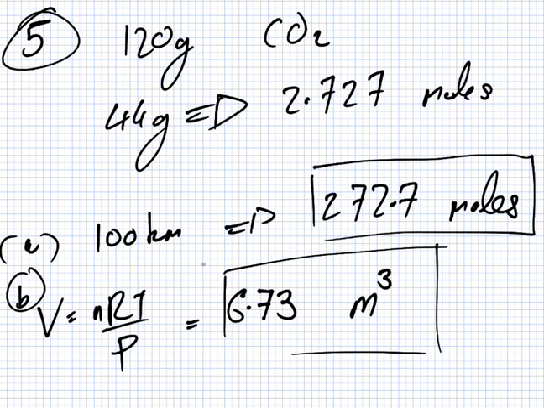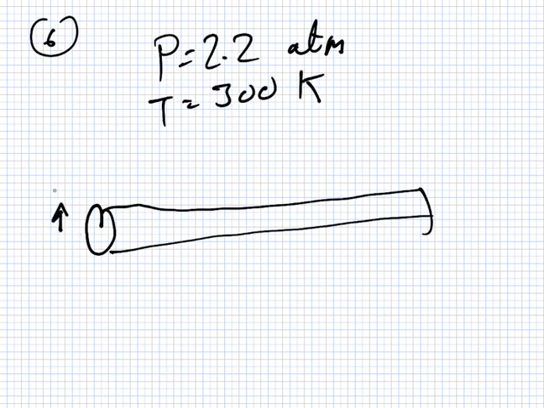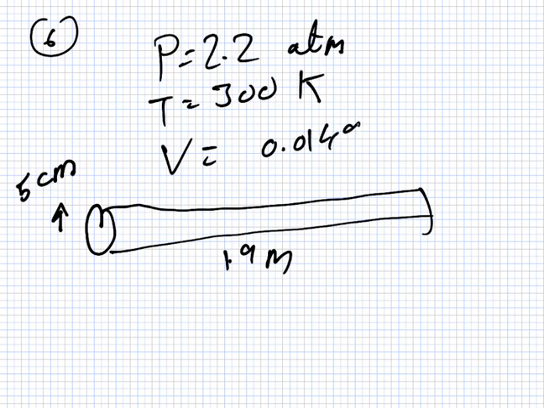Okay, 6 now. Pressure is 2.2 atmospheres. The temperature is 300 Kelvin. And the container is a cylinder, so it looks like this. The radius here is 5 centimeters and the length is 1.9 meters. So we can work out the volume. It is pi r squared h. So the volume is 0.0149 meters cubed.